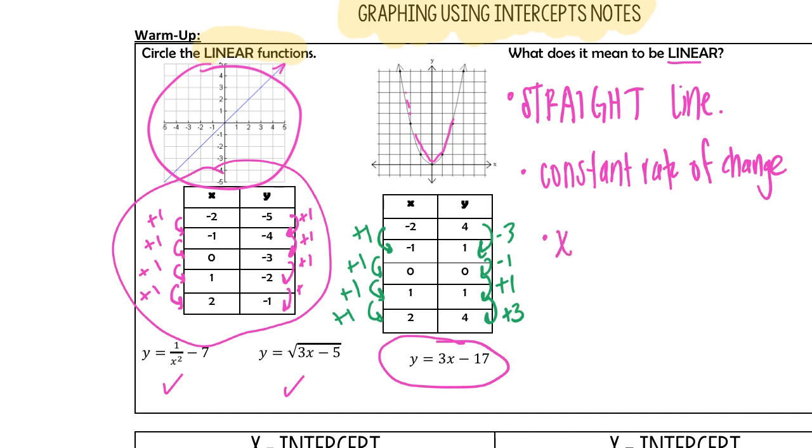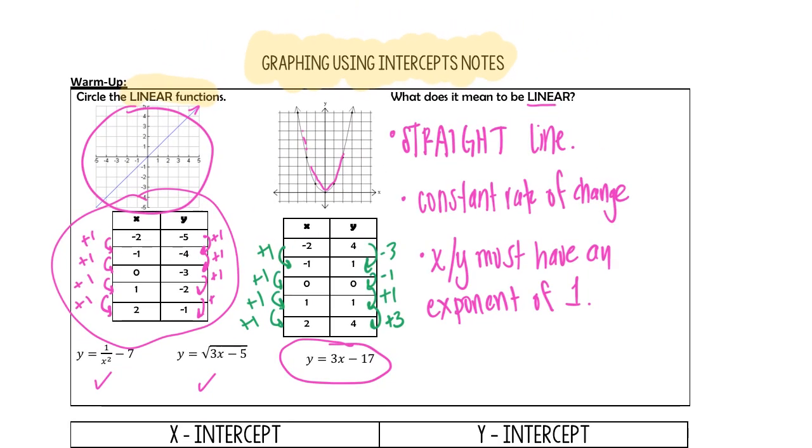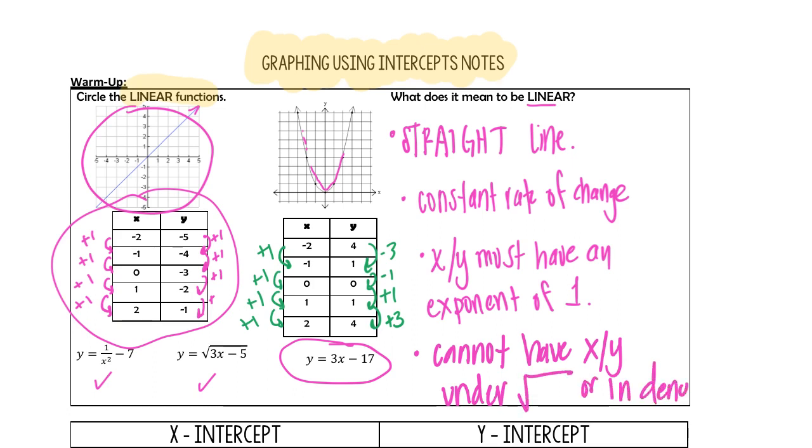First of all, x and y must have an exponent of 1. Going along with that, what that means is you cannot have x or y under a radical or in the denominator. Those would make non-linear functions. So key idea, if you're looking at an equation, the x and y need to have an exponent of 1 or to the first power. That is what it means to be linear.